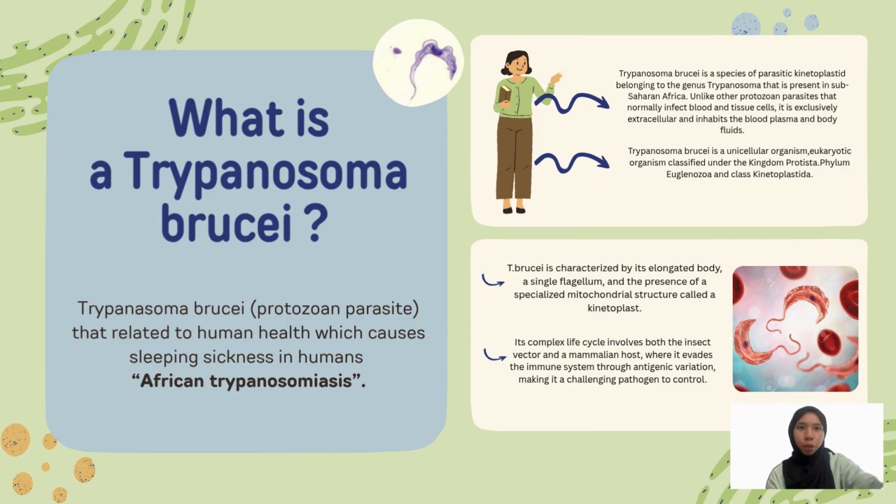Trypanosoma brucei is a unicellular and eukaryotic organism classified under the kingdom Protista. The phylum is Euglenozoa and the class is Kinetoplastida. This protista is characterized by an elongated body, a single flagellum, and a specialized mitochondrial structure called a kinetoplast. It has a complex life cycle involving both an insect vector and mammalian hosts, where it evades the immune system through antigenic variation, making it a challenging pathogen to control.